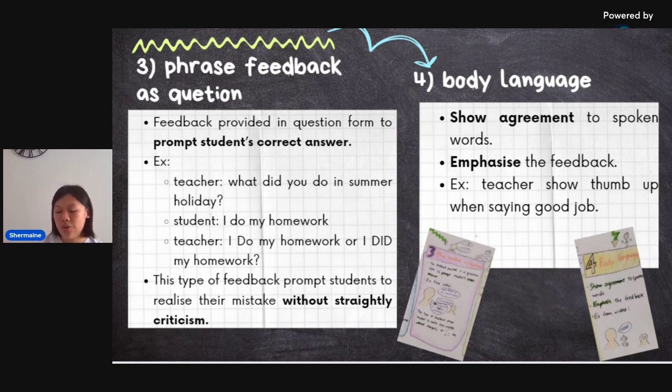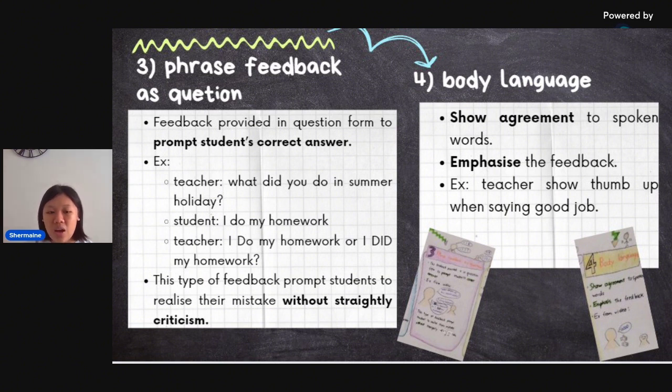So this is for when you're giving negative feedback, when you try to correct something. Feedback provided in a question prompts the student to answer the question correctly, but doesn't hurt their confidence. Sometimes if the student answers wrongly, you just say, "Oh, that's wrong," in front of the whole class. It may hurt their confidence. So what the teacher does in this video is he asks, "What did you do in this summer?" The student answers, "I do my homework."